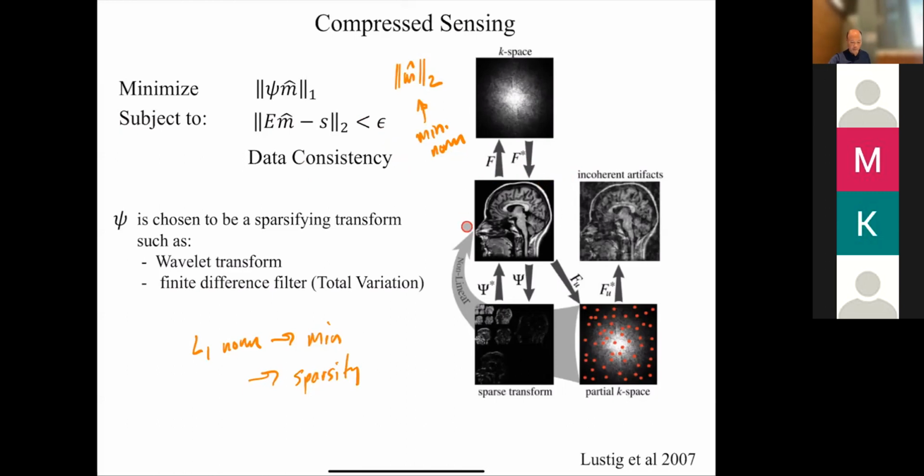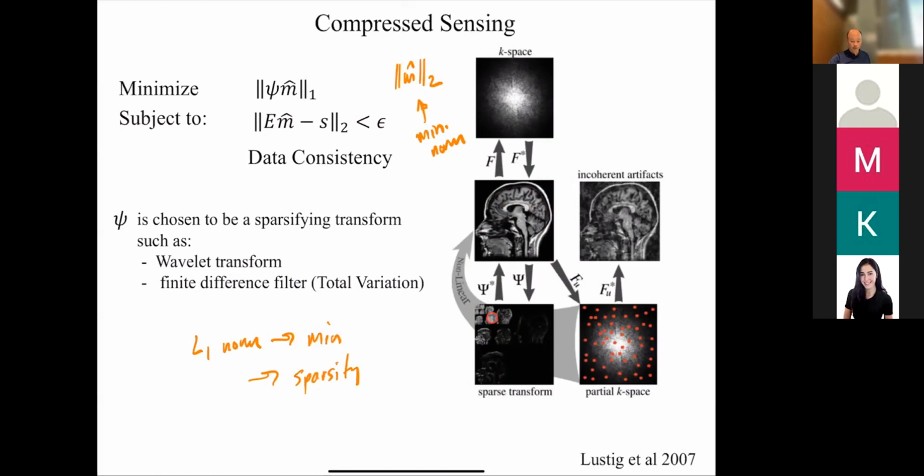So for example, here's an image, and here you basically need every voxel in this image to represent your image. If I take the wavelet transform, you can sort of see here, a lot of these are like 0, so I don't need as many coefficients. So this is what's called a sparsifying transform.